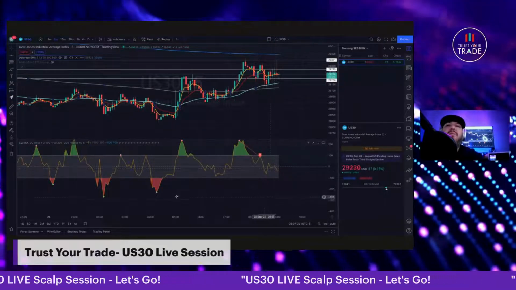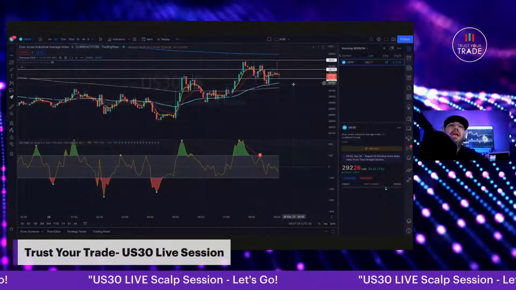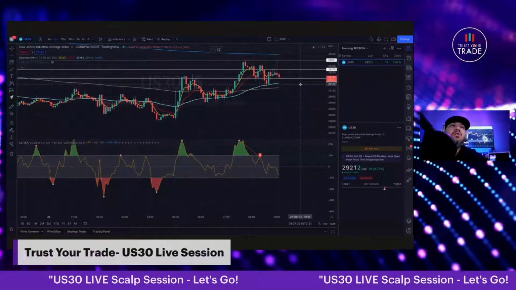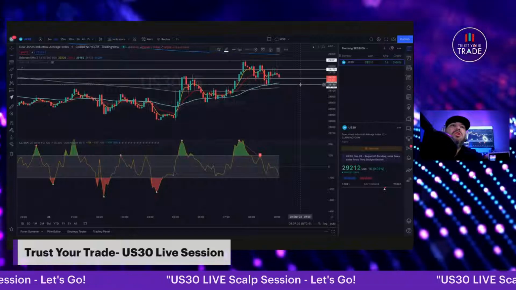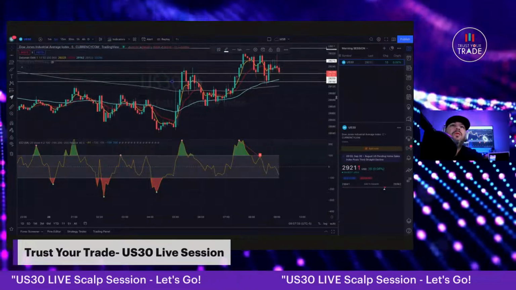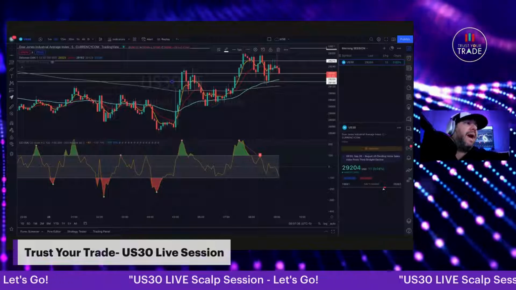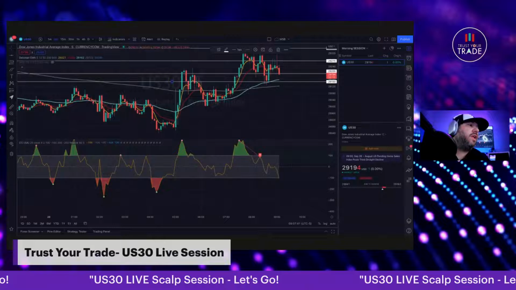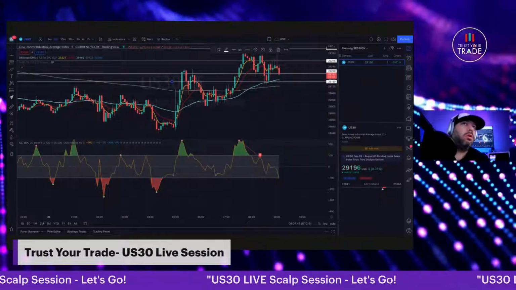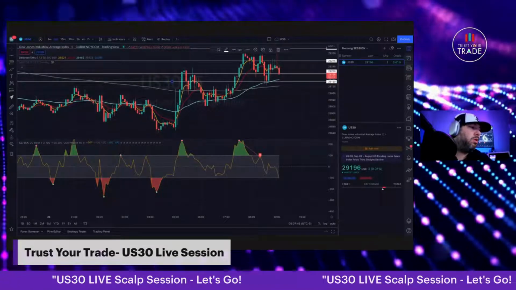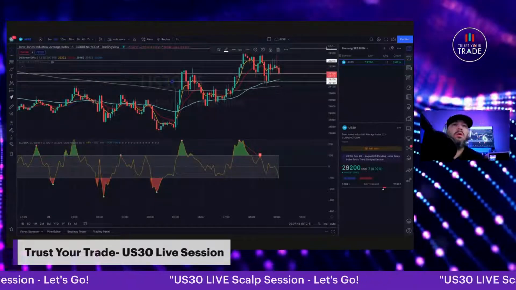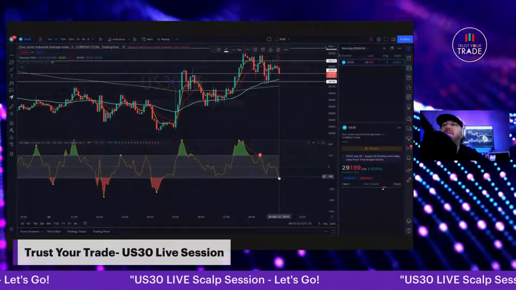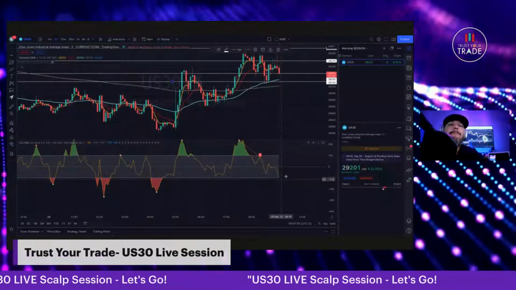I'm going to look for this thing to come down into our oversold area. And what I'm looking at, to be honest with you, is 29,150 for a buy limit. We'll see if she comes down. We're going to keep our eye on this CCI here.